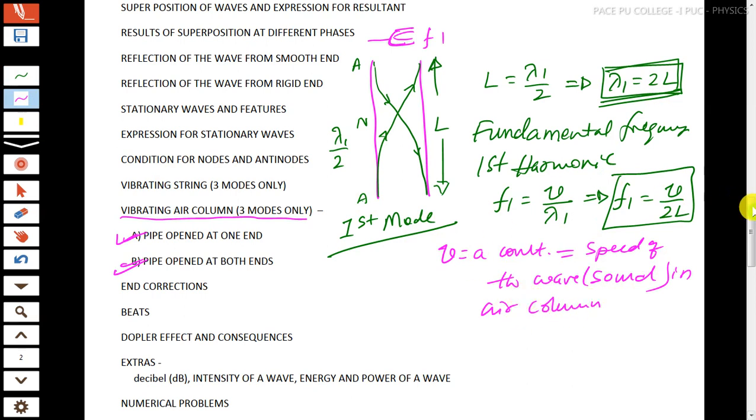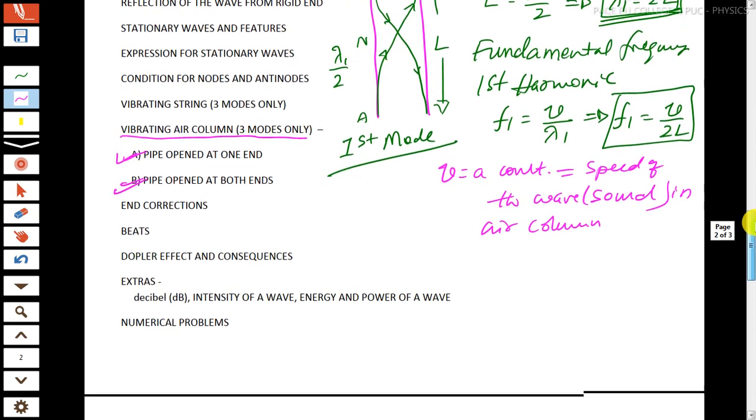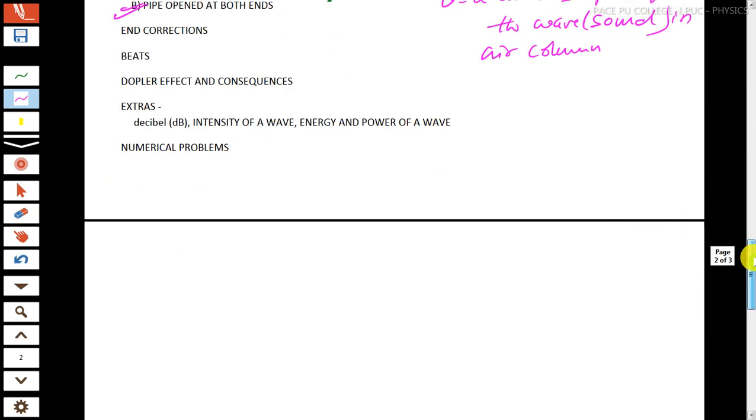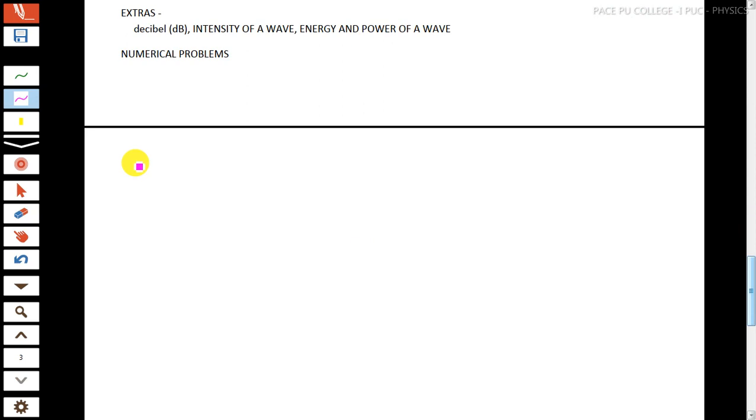Now further, what can I do here? I can write for the second mode of vibration. I will show you the second mode. Now we are discussing the second mode of vibration. In the second mode, again I have the same tube, which is opened at both ends. I am using a different tuning fork. It is not the same.